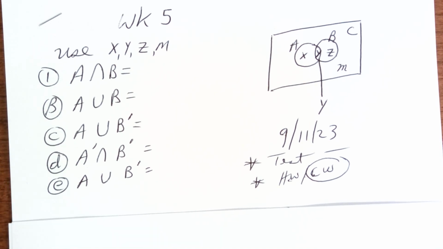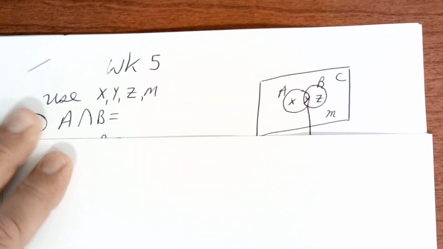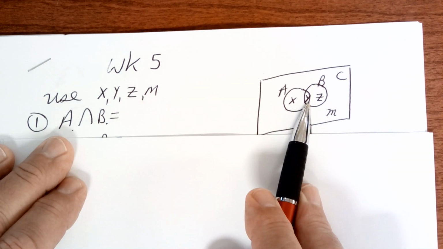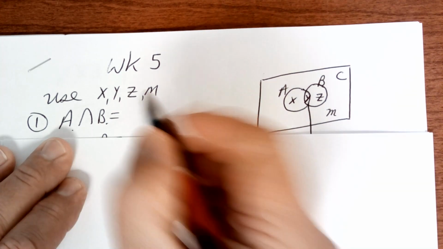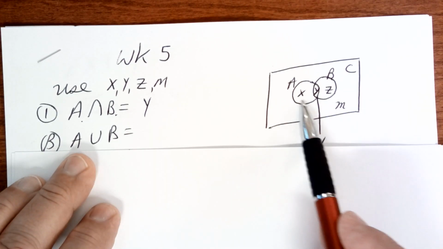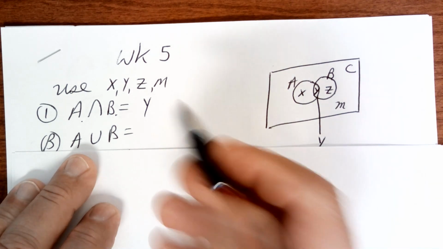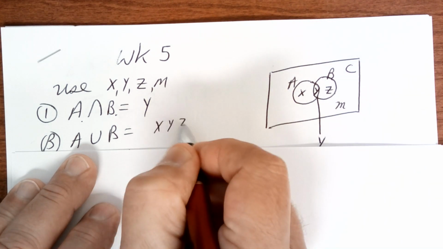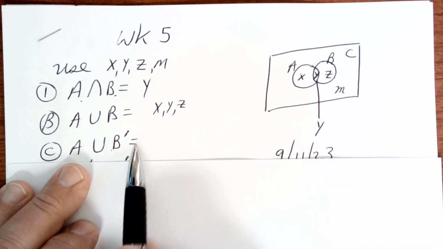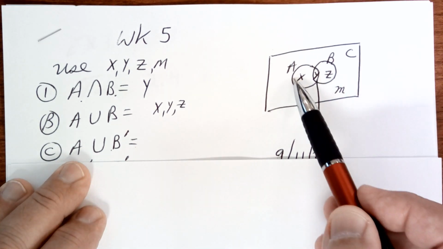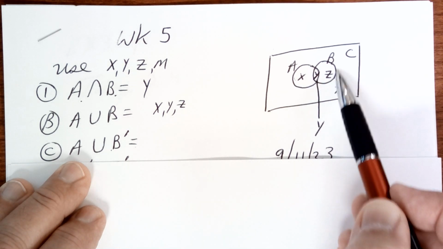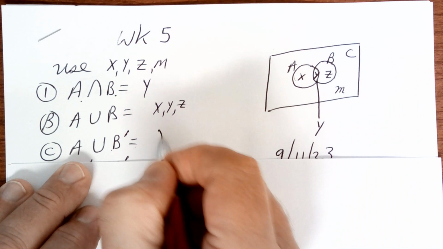Let's take a look here. We're going to use this Venn diagram. A intersect B would be Y. A union B would be X, Y, and Z. A union not B. Well, this is A, and not B would be this whole circle. So it would have to only be X.